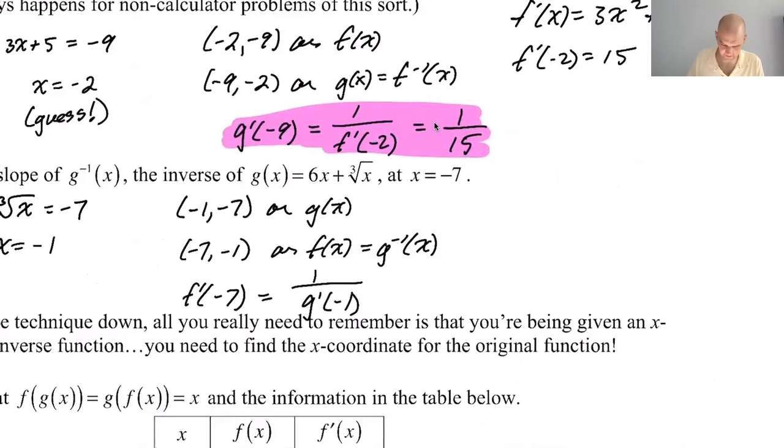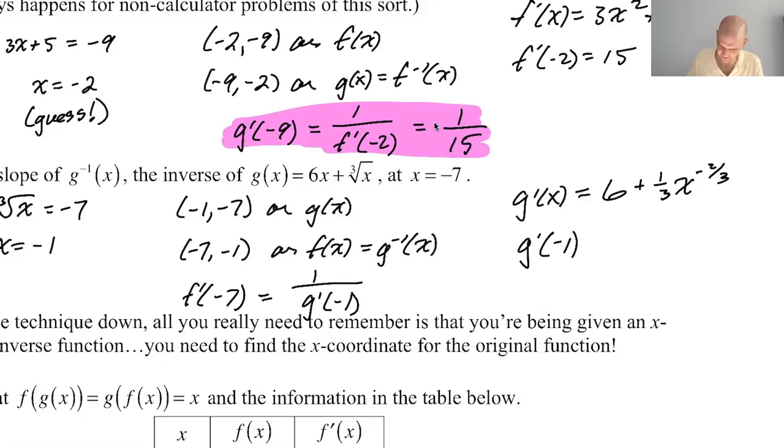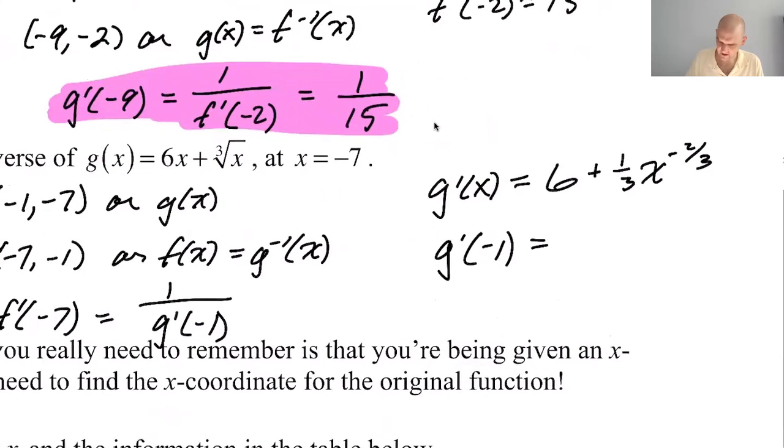Now we have to actually do the problem. So g prime of x is 6 plus 1/3 x to the -2/3. For g prime of -1, imagine plugging anything other than 1 in here. It's going to be 6 plus 1/3, because you take the cube root, you get -1, but then you square it, so it's back to +1. 6 plus 1/3 is 19/3. So 1 over 19/3 is 3 over 19.